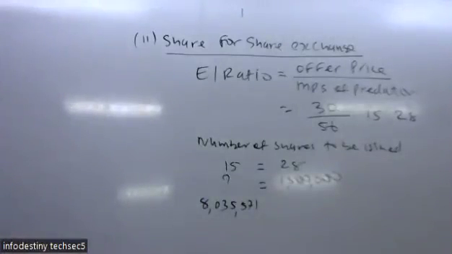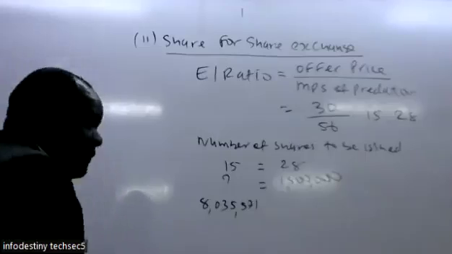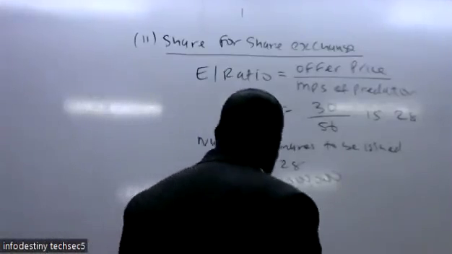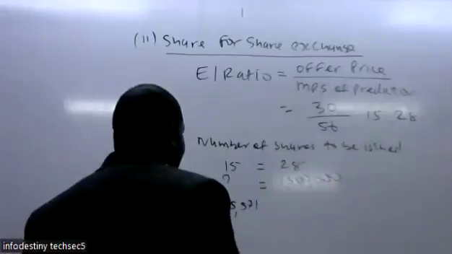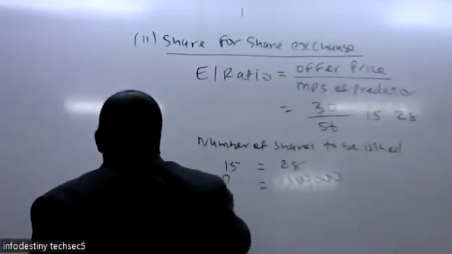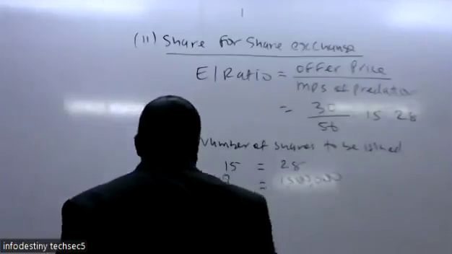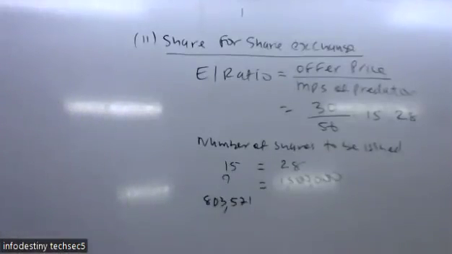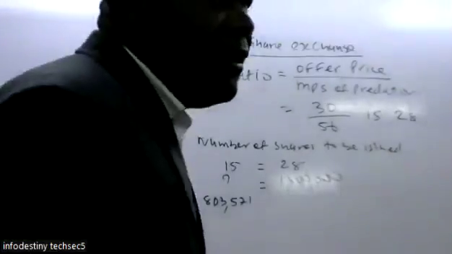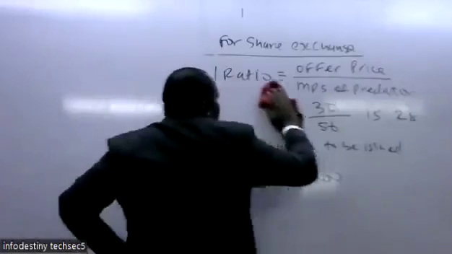So once you have done that, we can now compute what should be the earning per share. Yes, so that is now how many shares are to be issued. Once you have done that, we now compute the earning per share of the predator after the merger.